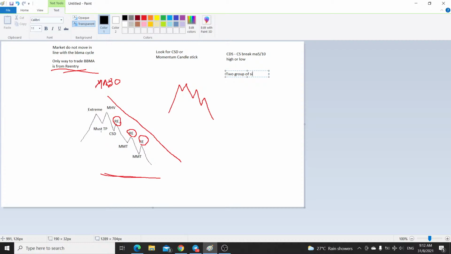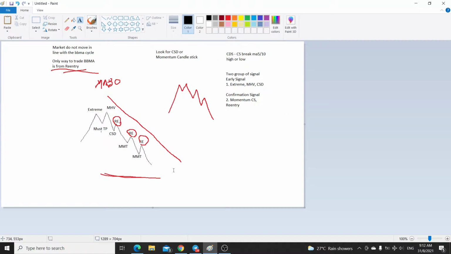Two types of signal. The first is extreme, MHB, and candlestick direction. All these are early signals. Then you have confirmation signals, which are the momentum candlestick and then the re-entry. This structure here is not confirmed once you see this momentum candle here. This is still an early signal. We call it an early signal.